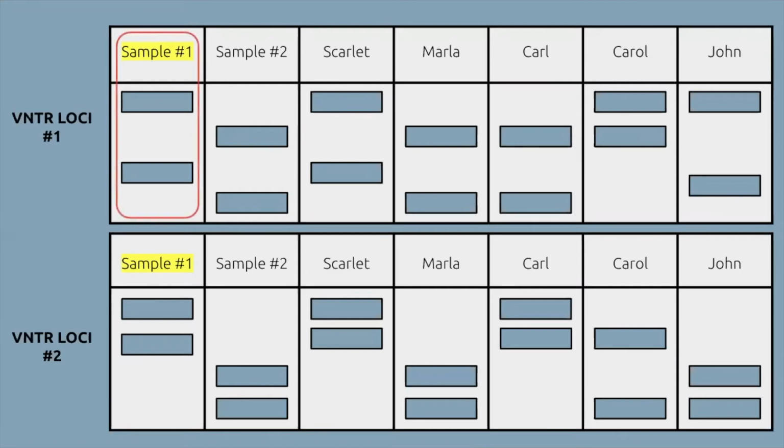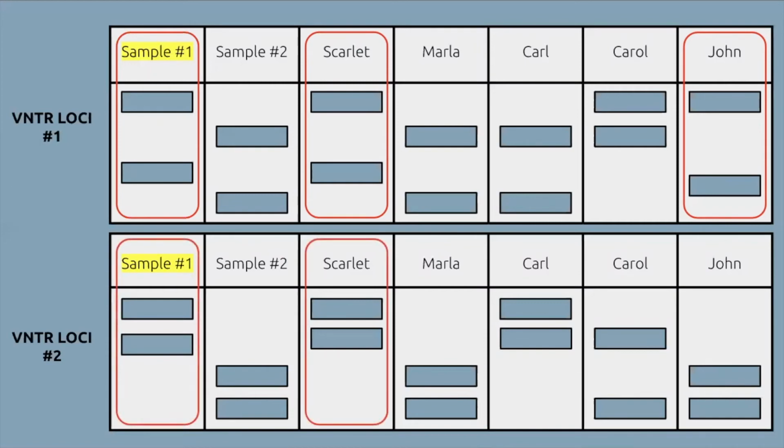Now we will look at sample number 1. At the first loci, we can see that Scarlett and John match both alleles for sample number 1, meaning that they are potential matches. The others do not qualify since both alleles did not match the sample. At the second loci, Scarlett and Carl are seen to be perfect matches at both alleles. With this data, we can conclude that DNA sample number 1 came from Scarlett Jones, our victim, since she matched perfectly at both loci.